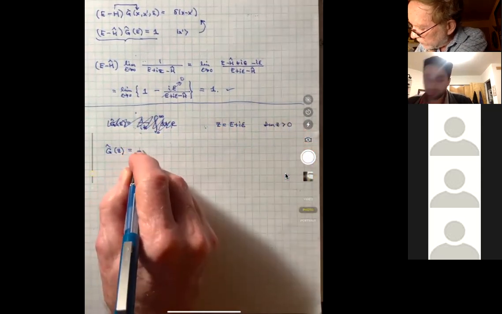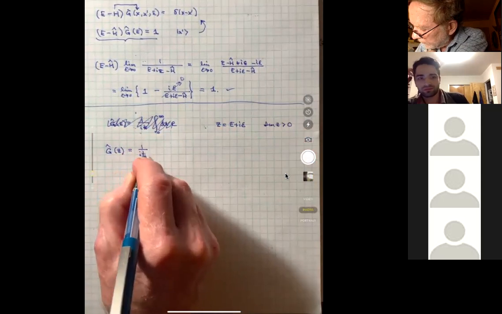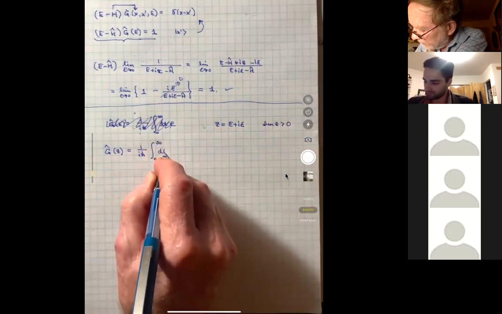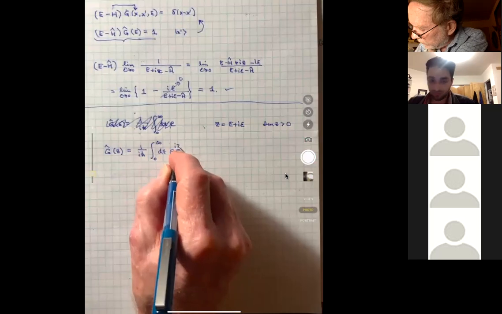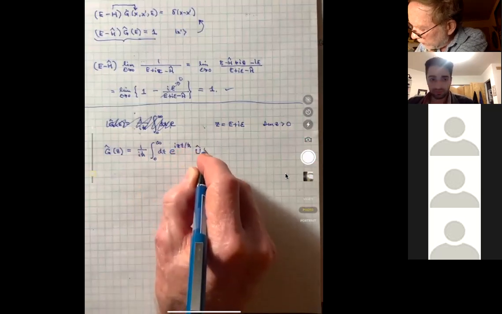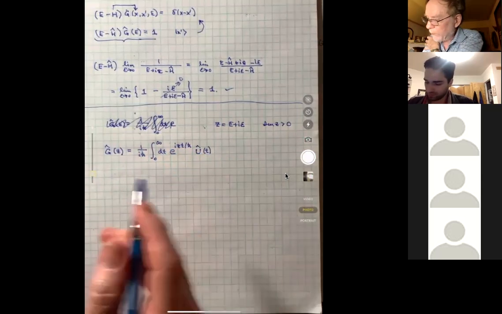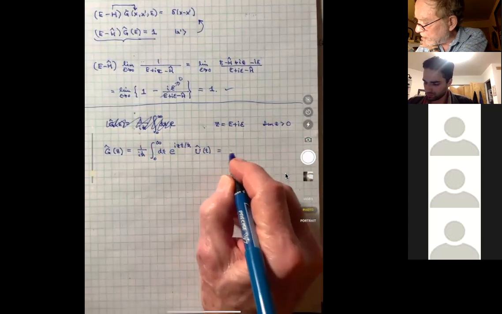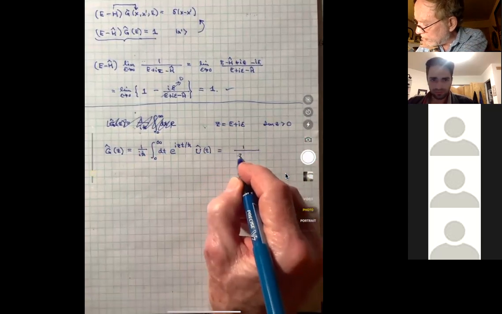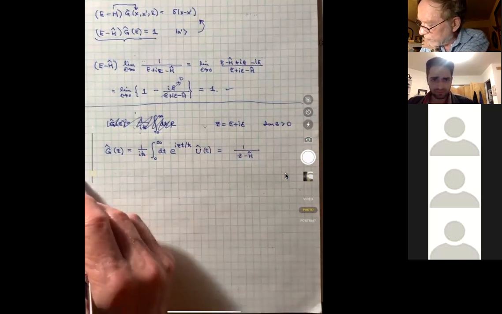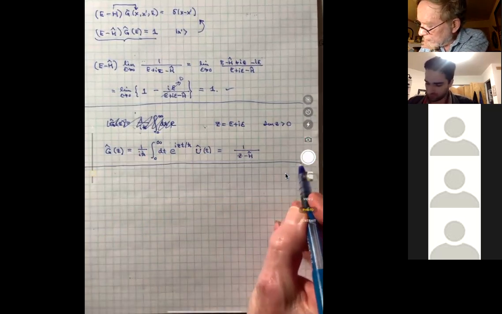So G hat of z then is 1 over i h bar, the integral from 0 to infinity of dt e to the i z t over h bar times U hat of t. That was the formula we used to derive it a minute ago. And this integral can be done, and it turns into 1 over z minus H hat. So that's just a recapitulation of what we did on a previous page.